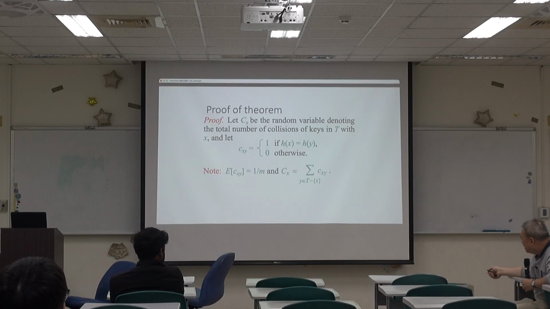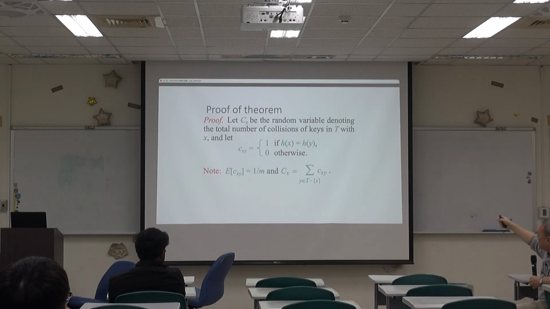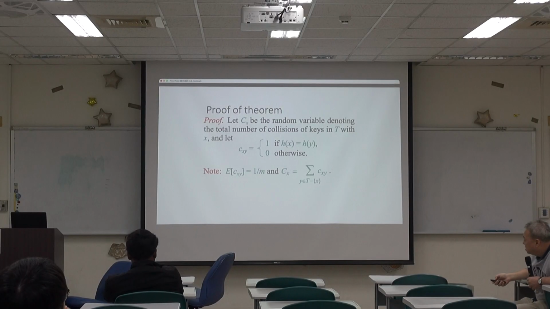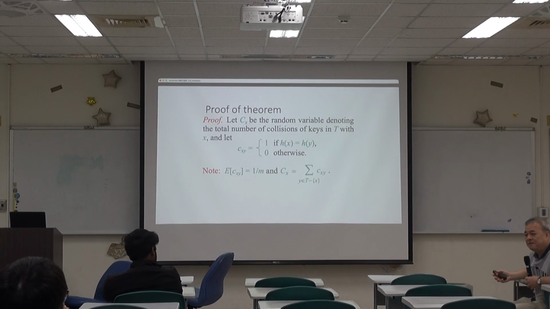And capital C_x is going to be the summation of lowercase c_xy, where y is in T minus x. Because capital C_x indicates the total number of collisions of keys with x, you need to consider all the different keys that collide with x. So you need to add up all these lowercase c_xy. So far so good, right? You guys with me, right?